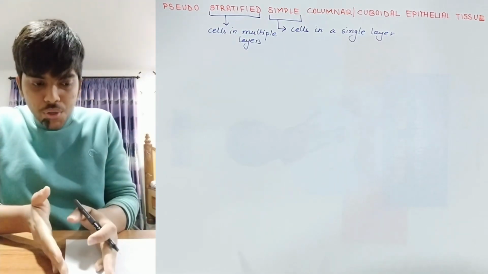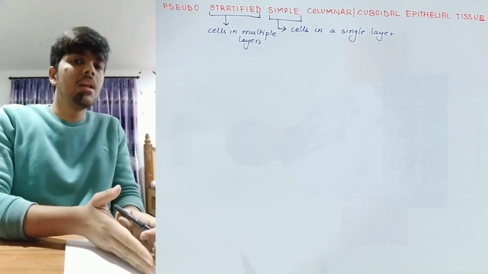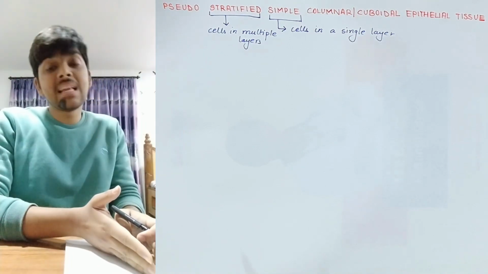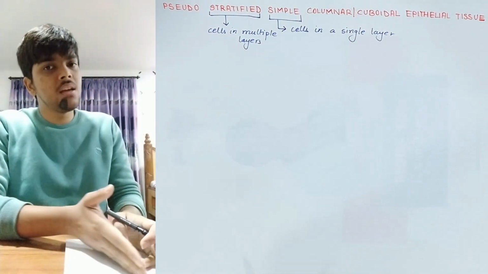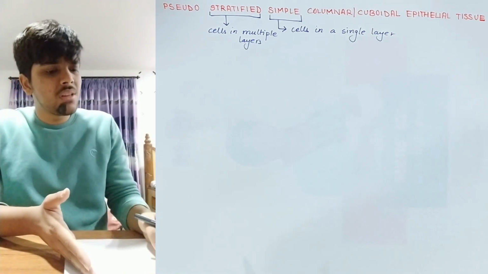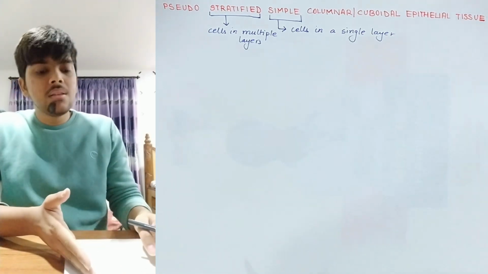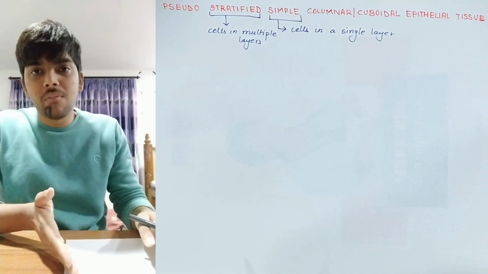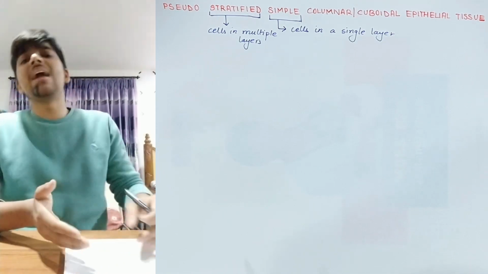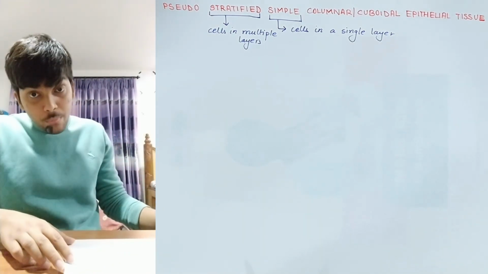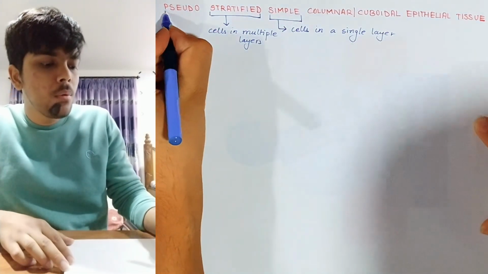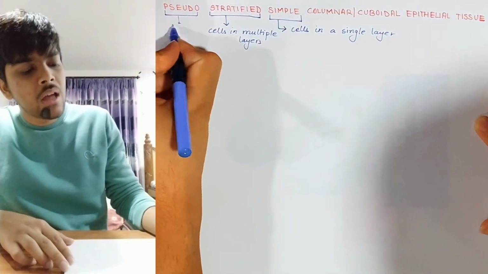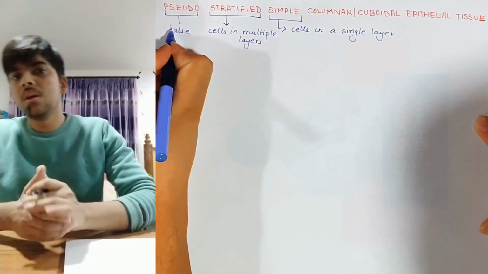The epithelial tissue is a simple epithelial tissue, so the cells are indeed arranged in a single layer. But what about this stratified word? The tissue is not stratified. It is pseudo-stratified. What does pseudo mean? Pseudo means false.